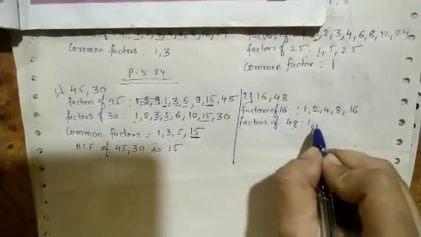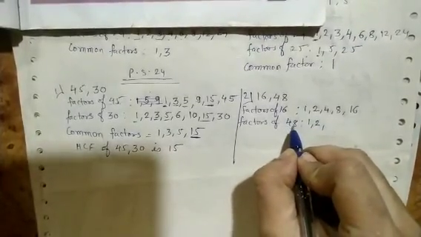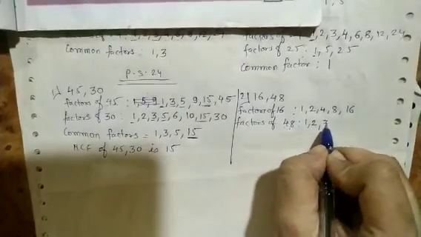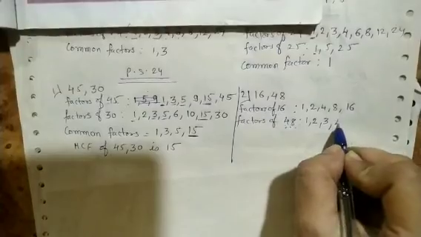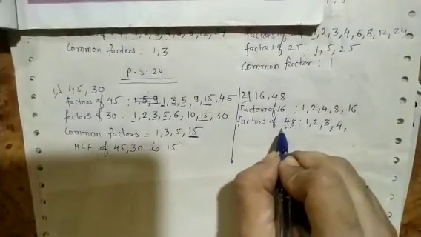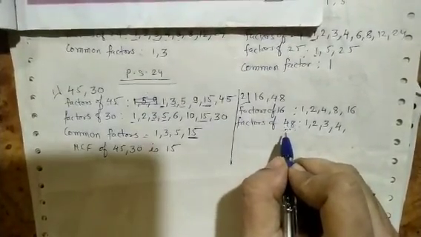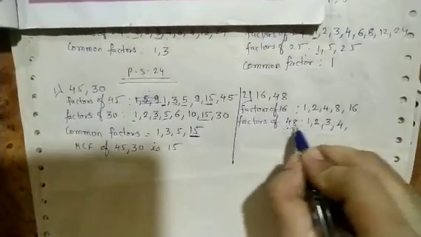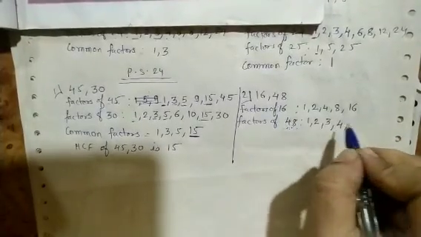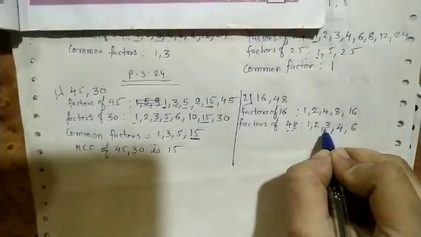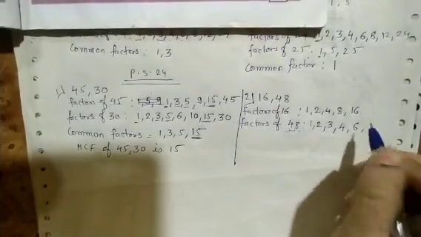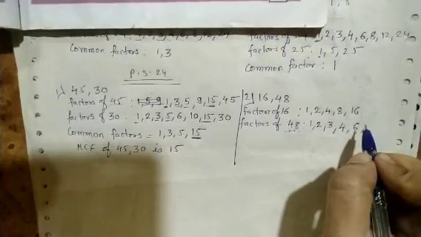then 2, 4 plus 8 is 12, then it is divisible by 3. It is also divisible by 4 because in tens and unit place there is 48 and 48 is divisible by 4. Then it is divisible by 6. Why 6? Because it is divisible by 2 as well as 3. Okay, then it is divisible by 8.